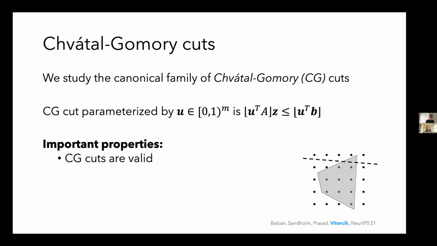Some important properties of these CG cuts are that they're valid. They're never going to separate away an integral point. And they can be chosen such that the CG cut will separate away that LP optimum.